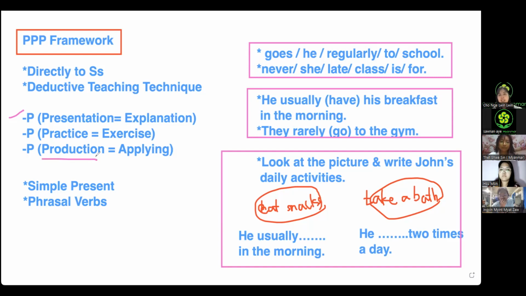In your production stage, you let them apply what they have learned, for example the find someone who activity. But I didn't hear well for the practice section. Could you repeat that one a little bit? I couldn't hear properly for that one.